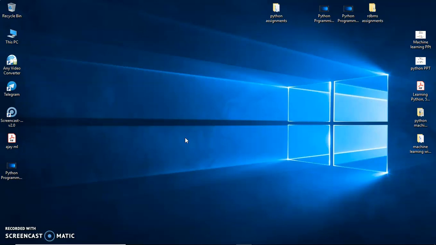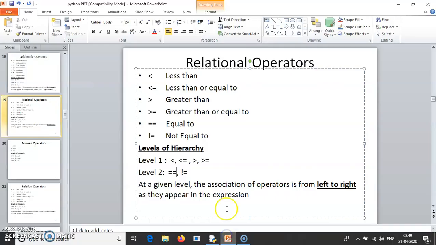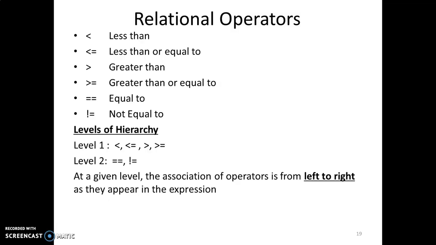In today's session, we'll be discussing the relational operators and the Boolean operators. So let me begin today's discussion with the relational operators. Relational operators are used to form and solve relational expressions.